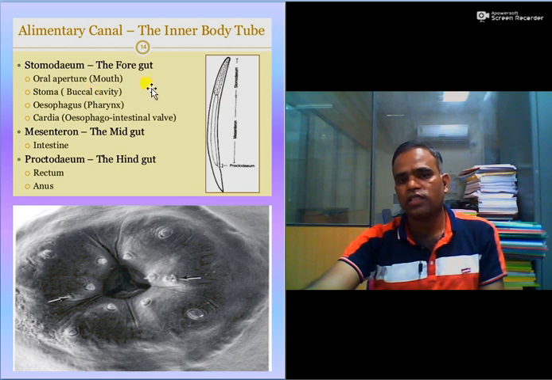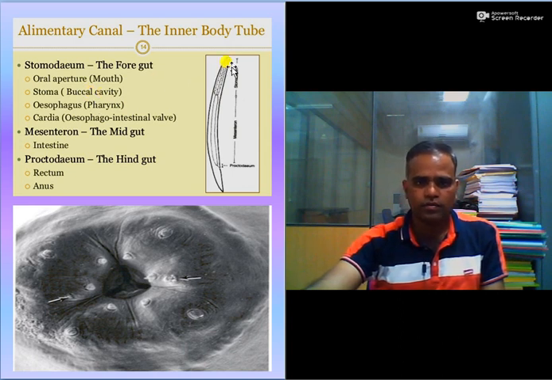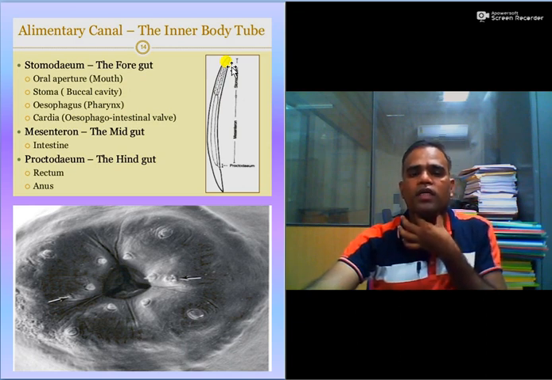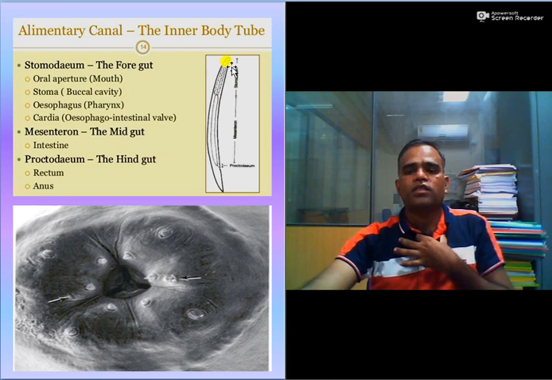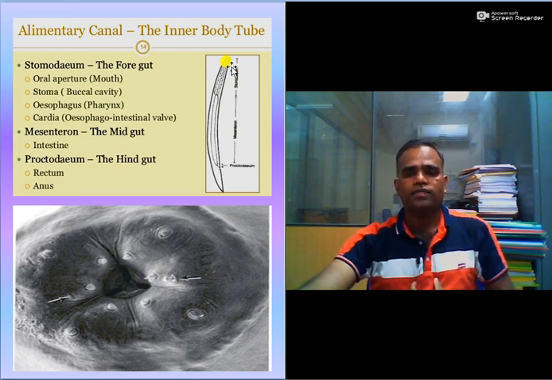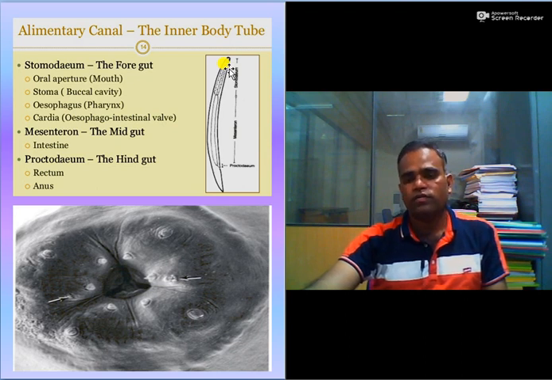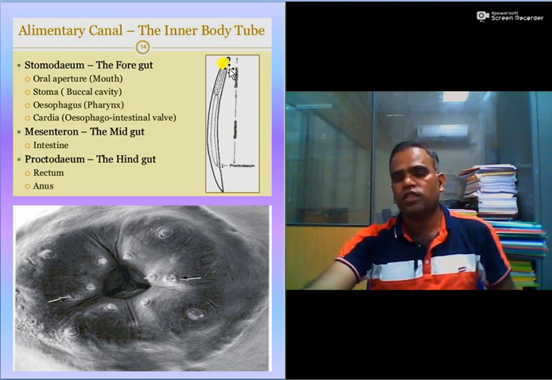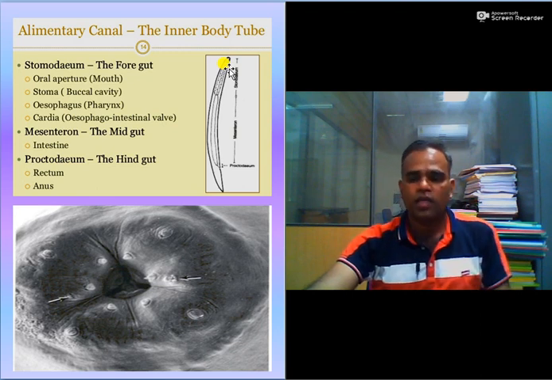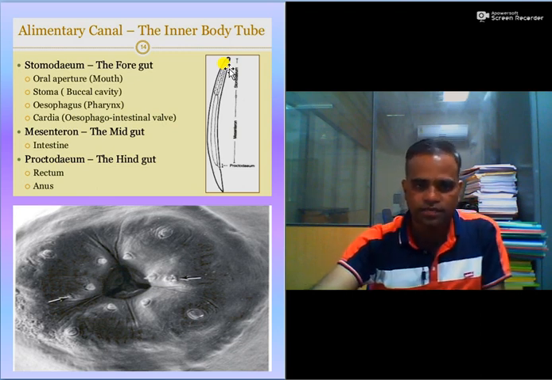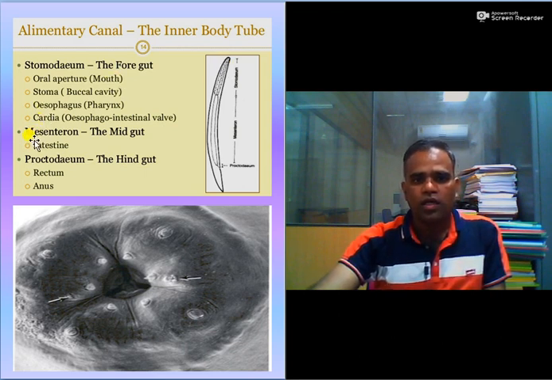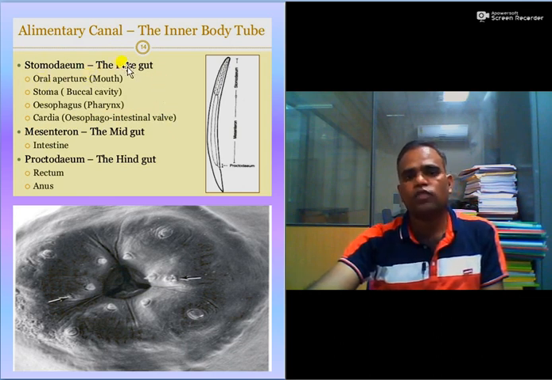The oral aperture is nothing but the mouth. So here it is our mouth. This is the buccal cavity. Esophagus means the food canal, and then the cardia comes. Cardia is nothing but the esophago-intestinal valve, which is present just above the intestine. From that the intestine starts, and all these parts come in the foregut. So stomatium is called the foregut.